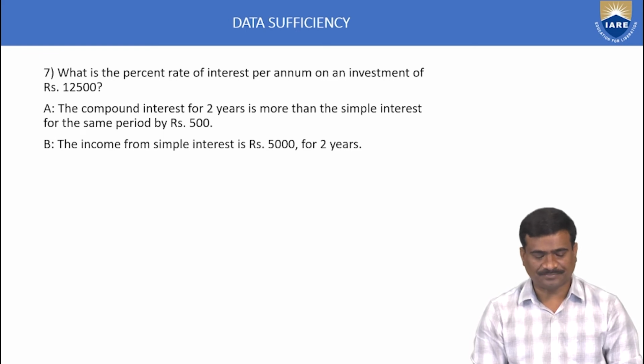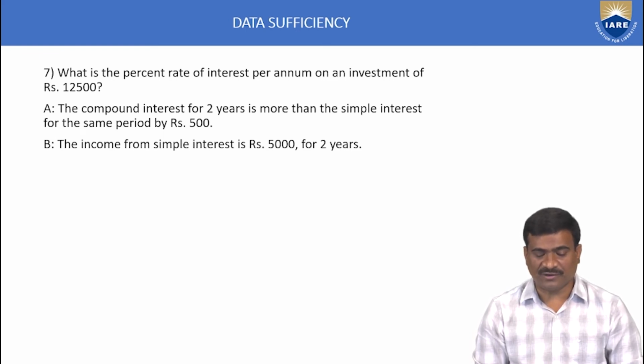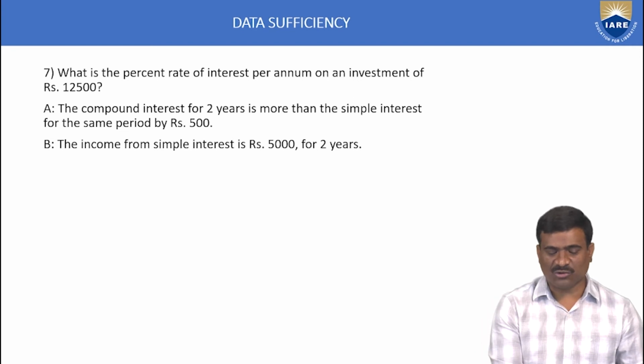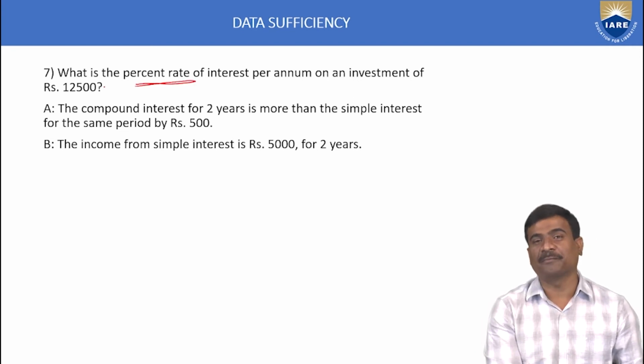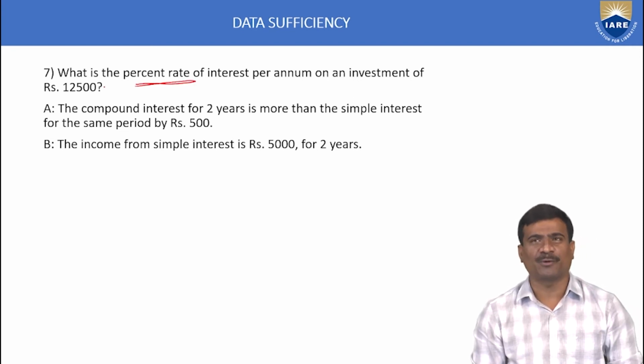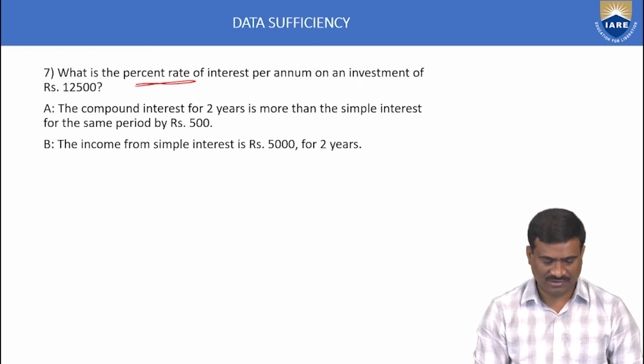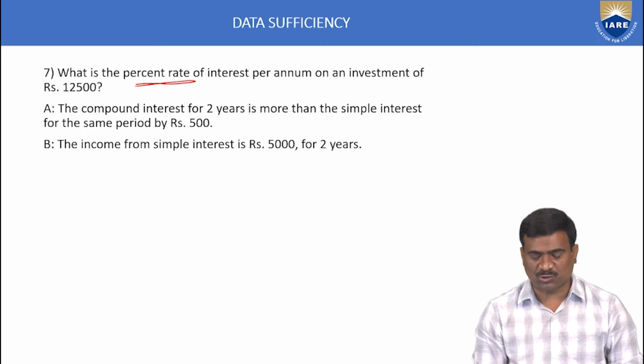Next, seventh. What is the percent rate of interest per annum on an investment of rupees 12,500? Calculate the rate of interest per annum by using simple interest or compound interest. Statement A: The compound interest for 2 years is more than the simple interest for the same period by rupees 500.